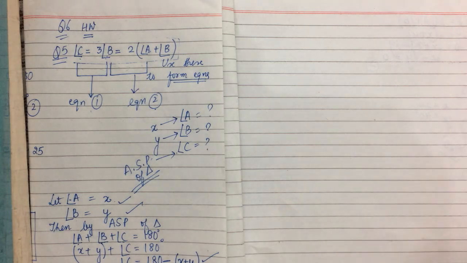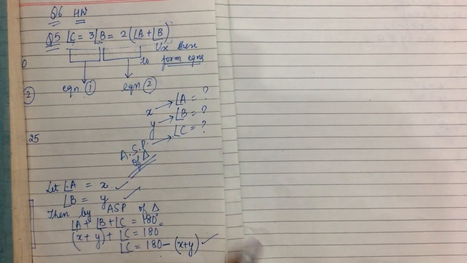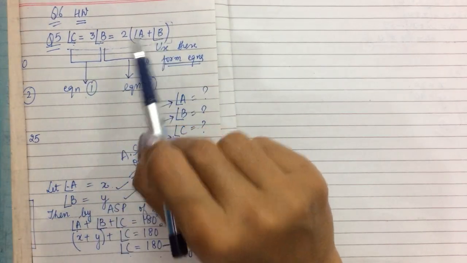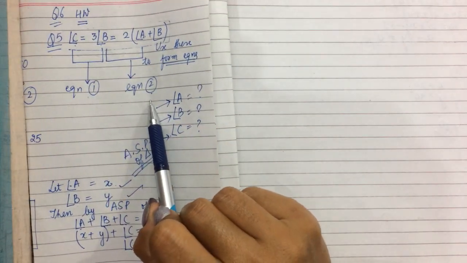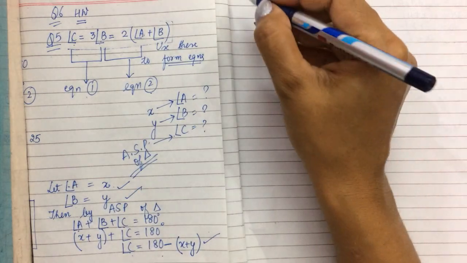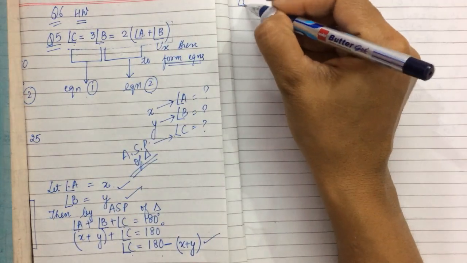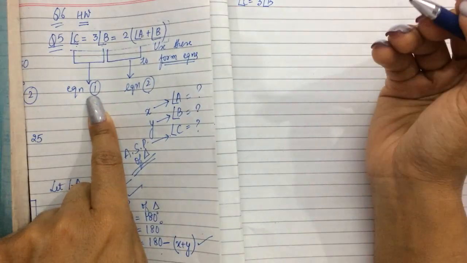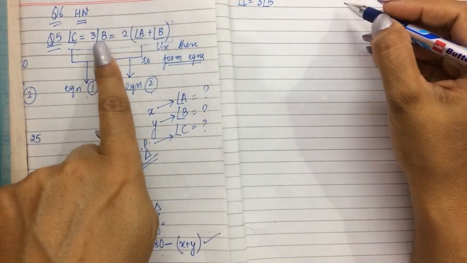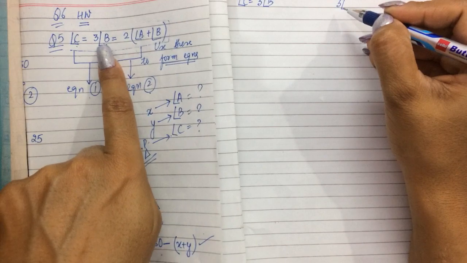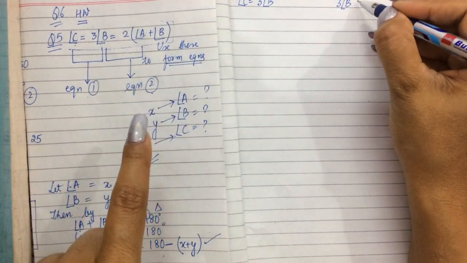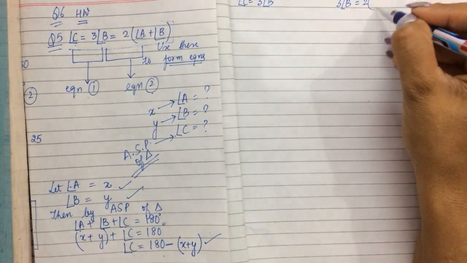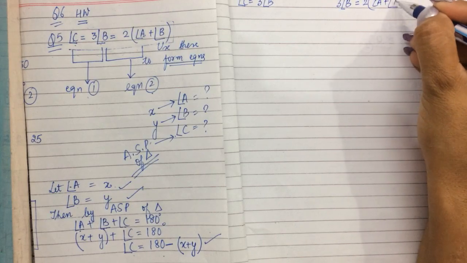Okay, continuing. If I'm going to use these to get the equations, what will I have? I will have angle C equals 3 times angle B. These two are going to give me my first equation. Then for the second equation, I'm using the second and the third value: 3 times angle B equals 2 times angle A plus angle B.